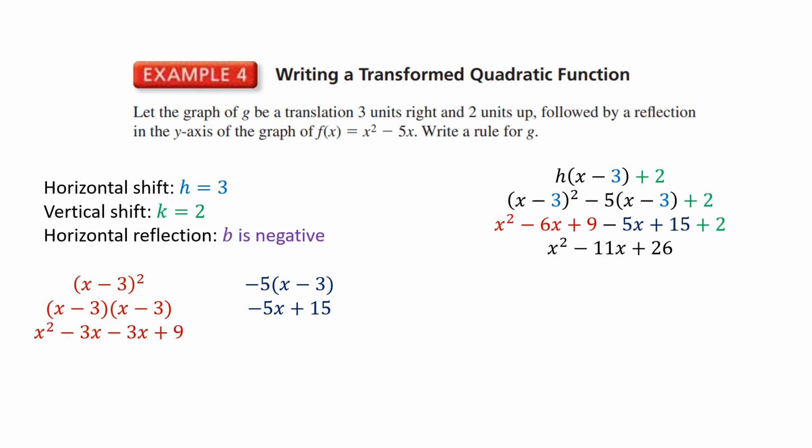We want to reflect across the y-axis, so b needs to be negative. So again, wherever we see the x, we want to insert a negative value. If we square a negative x, we come out to a positive x squared. Then the minus a negative 11x is going to be plus, and plus 26.